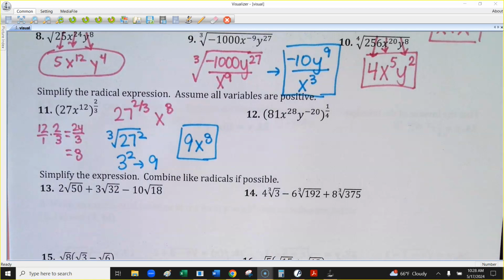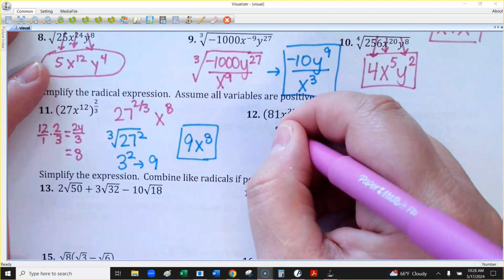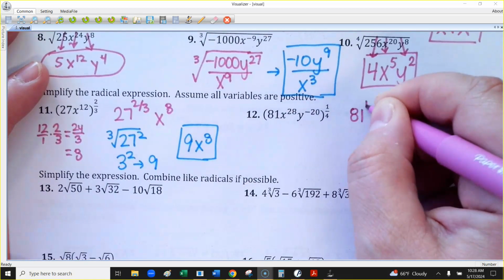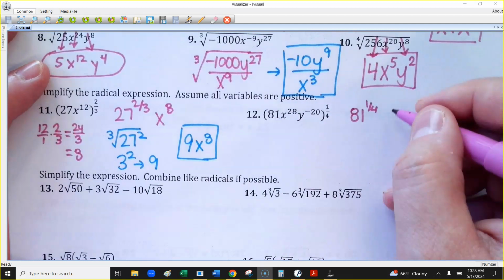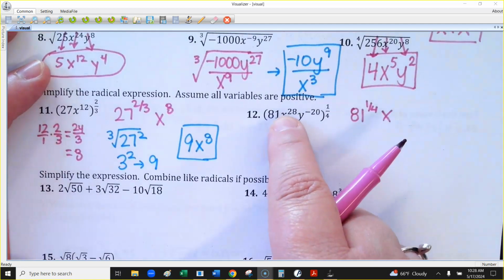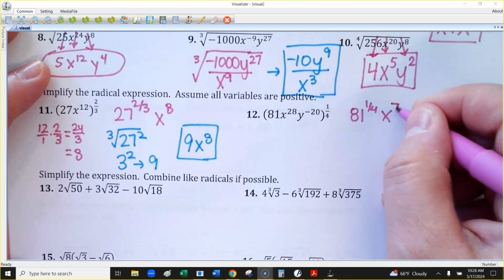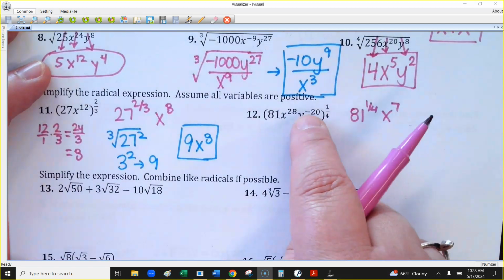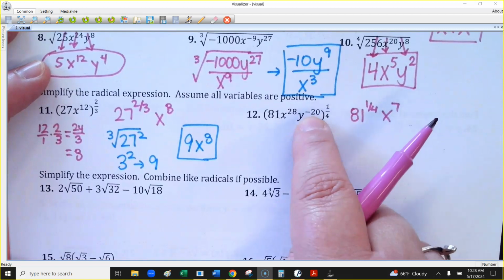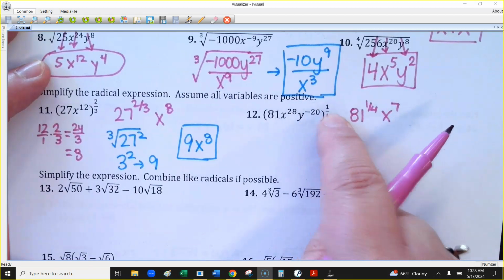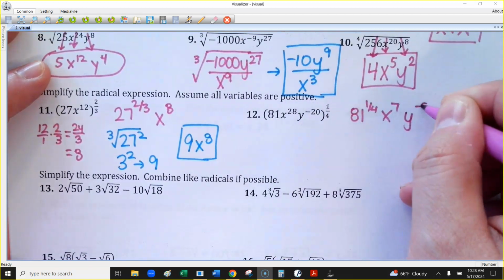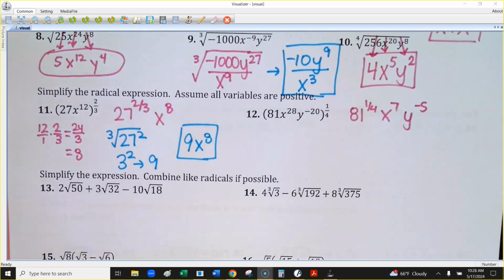All right, so I'm going to do the same thing here. Everybody gets this 1/4 power. So we have 81 to the 1/4. Now, if I do 28 times 1/4, it's like 28 divided by 4. So that would just become 7. And power to power, I'm going to multiply these. Negative 20 times 1/4, or negative 20 divided by 4, would make that y to the negative 5th. And I'm just going to move that underneath in a fraction here.